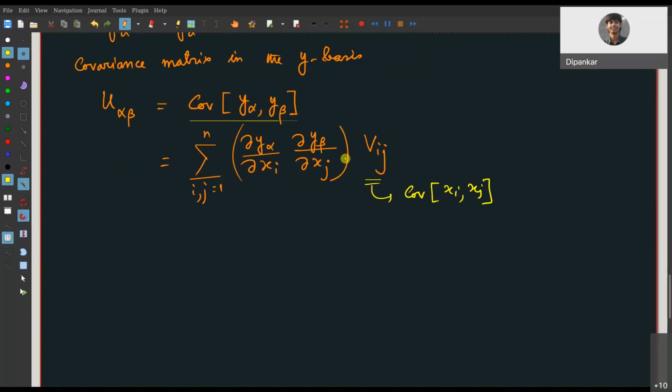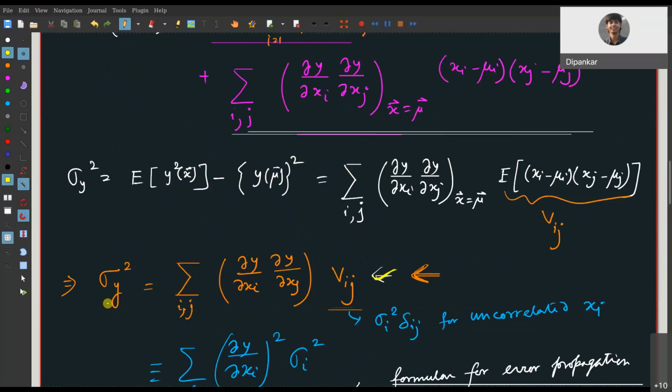Remember, for alpha equals beta, that is the diagonal element of u, you get back the relation for sigma y squared here. This is del y del xi, del y del xj, times Vij. So you get back this relation in the diagonal limit, and this formula makes sense.